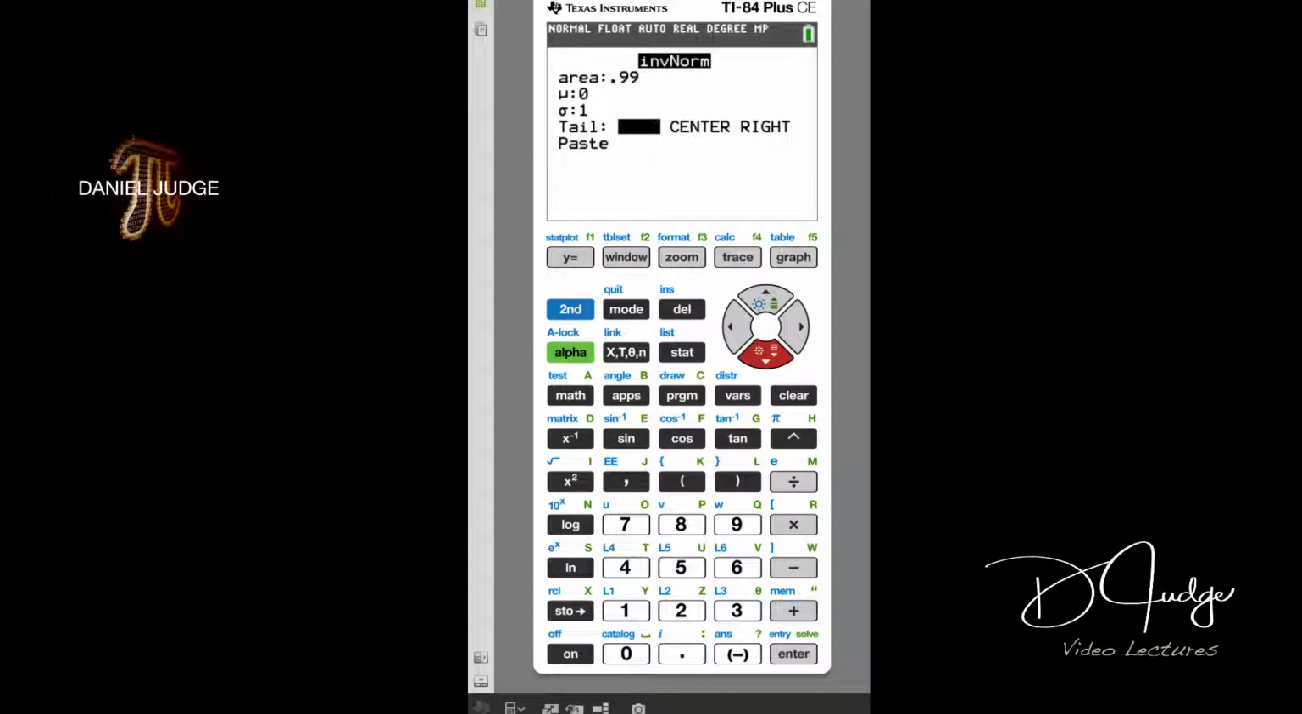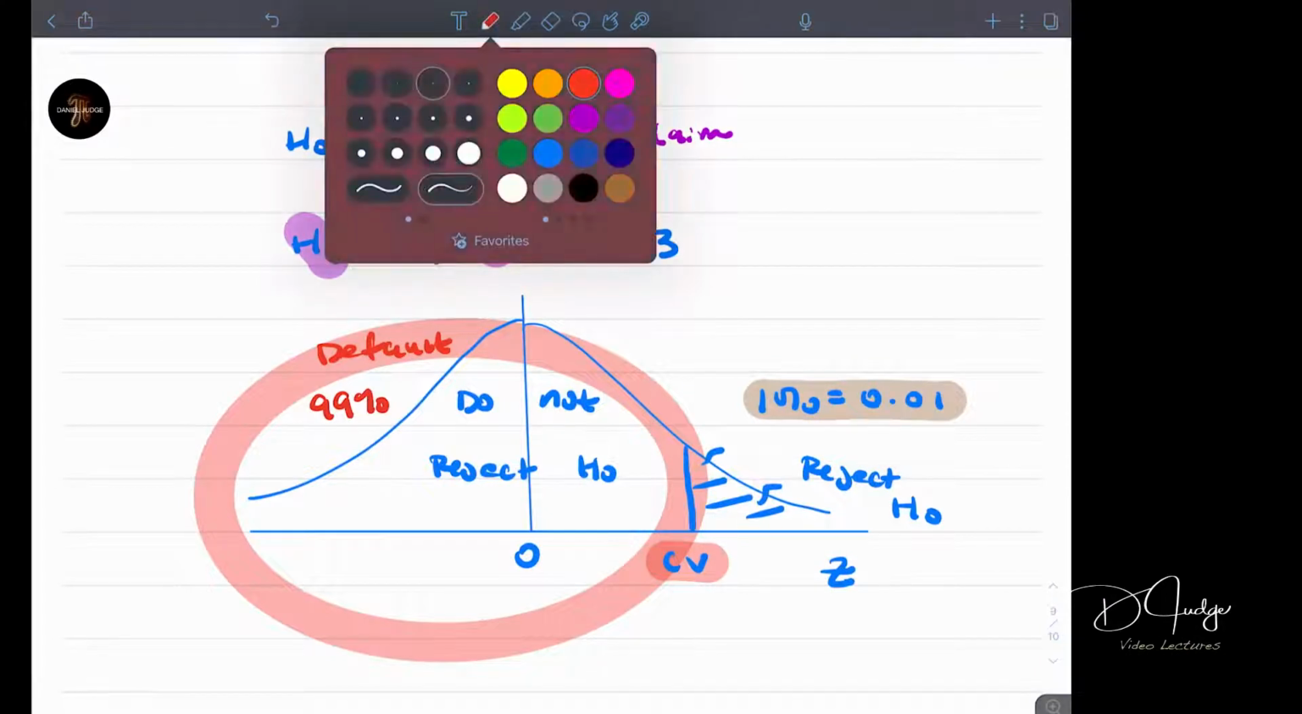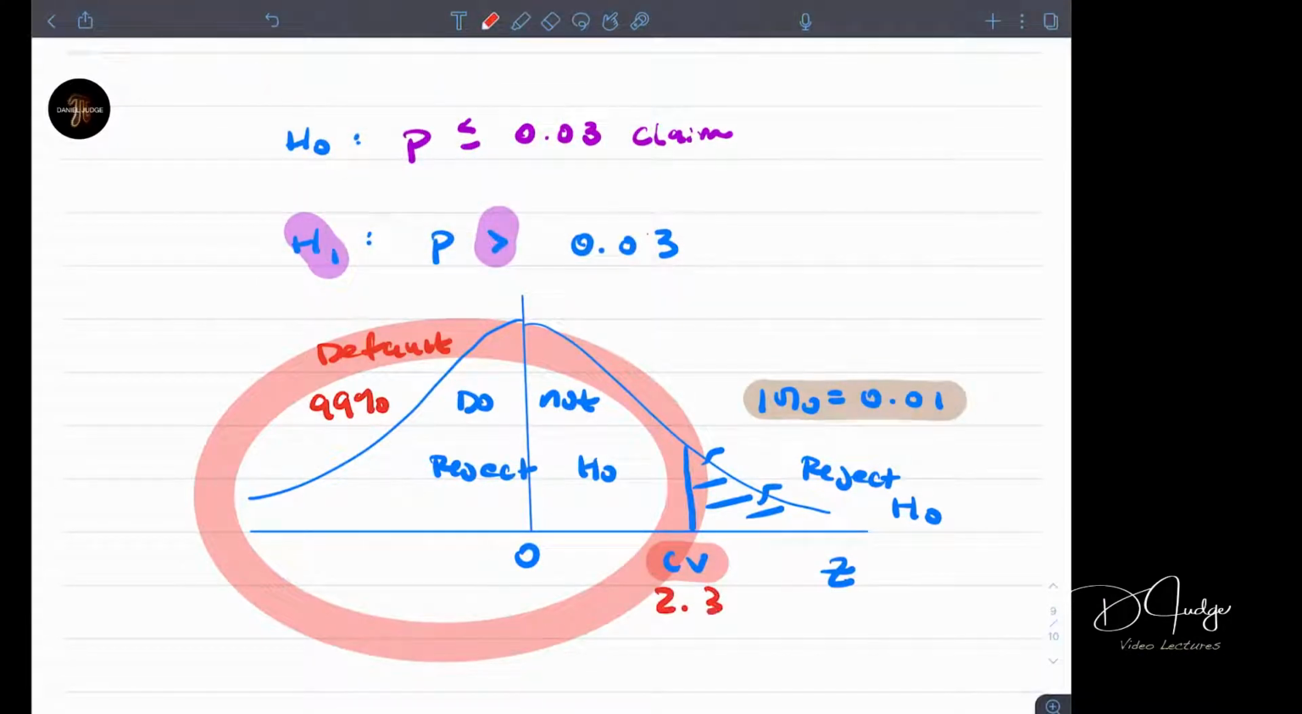So this is the default. I want to remind people, if you have that, that's the default. And you're going to get 2.3. We're going to go out to the nearest hundredths, 2.33. So here's our critical value. And that's what we're going to need. We need that critical value.